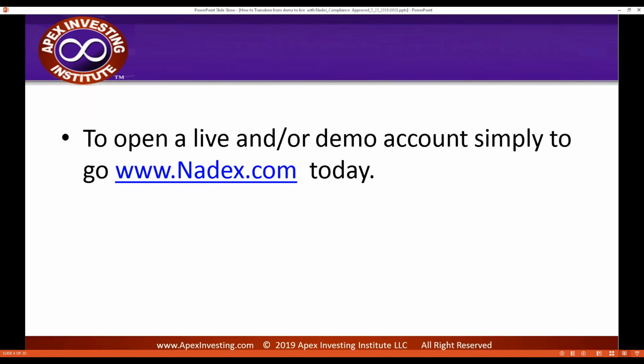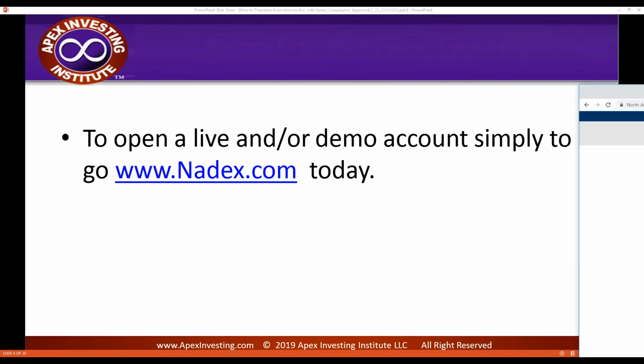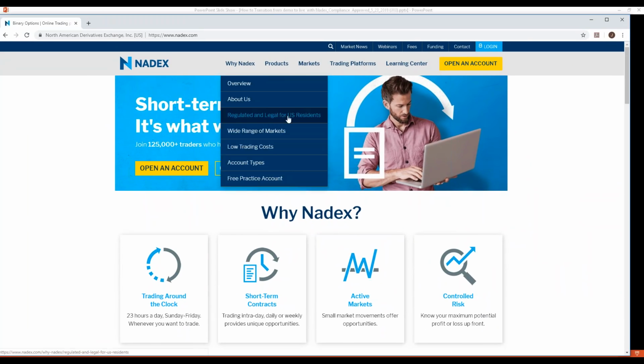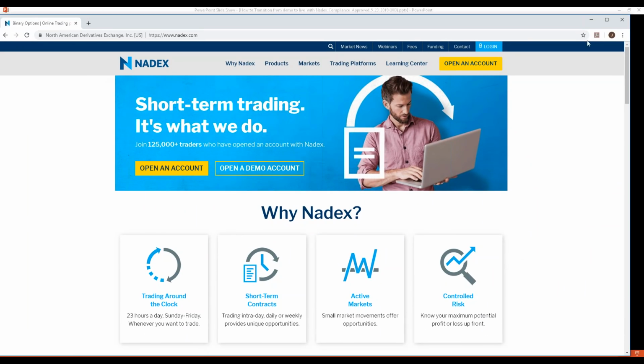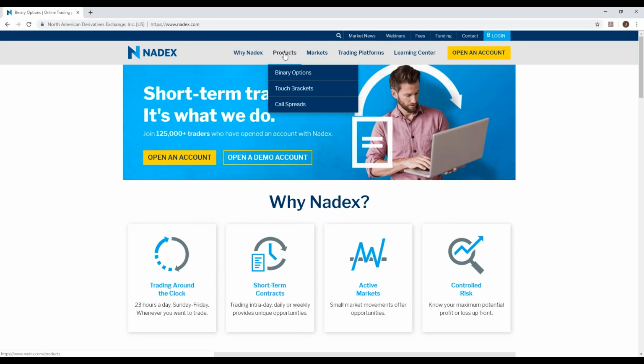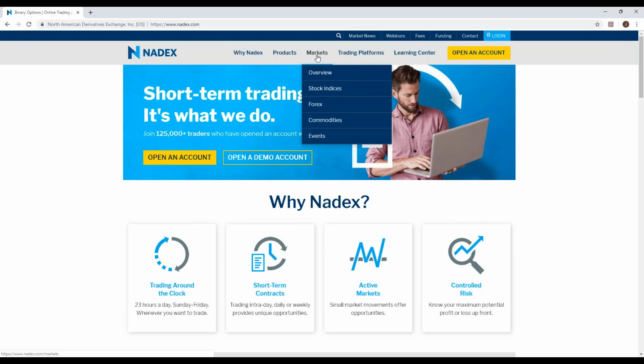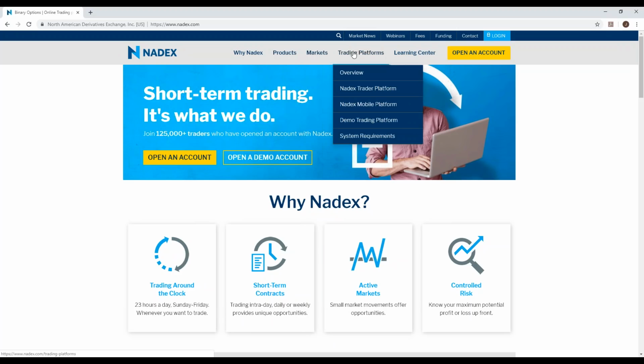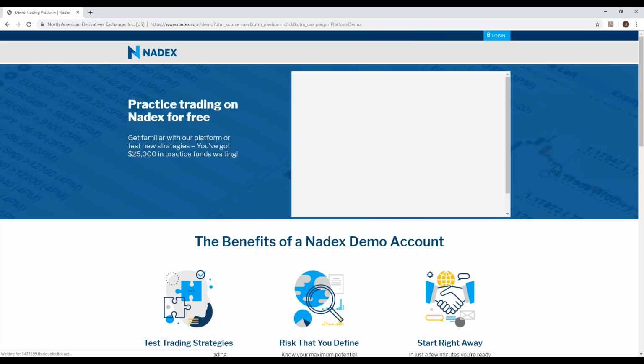So if you're brand new to Nadex, make sure to hop on over to nadex.com, and you can get some great information here. Nadex basically offers 3 different products. They offer binary options, touch brackets, and call spreads. Okay, you can go through each of these tabs, get some great information on there, the different markets they cover. Trading platforms, you can go directly to the online platform. You got some mobile options, but right here, demo trading platform.